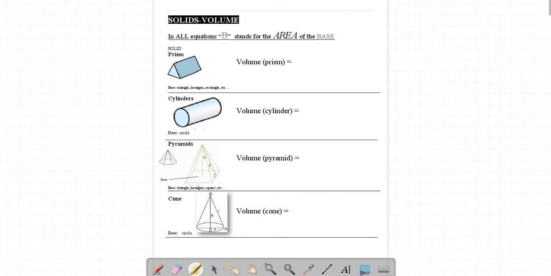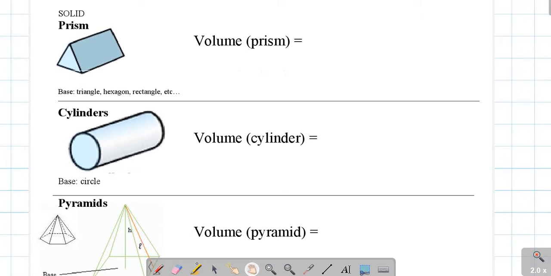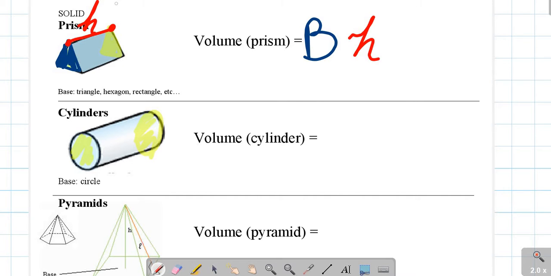So these are your volume equations. A cylinder and a prism have the same equation. So here would be your bases. And then you find the area of one base, whatever shape it is, and that capital B could be any one of these. The area of that base times height. That's it. And height is the distance between the bases.